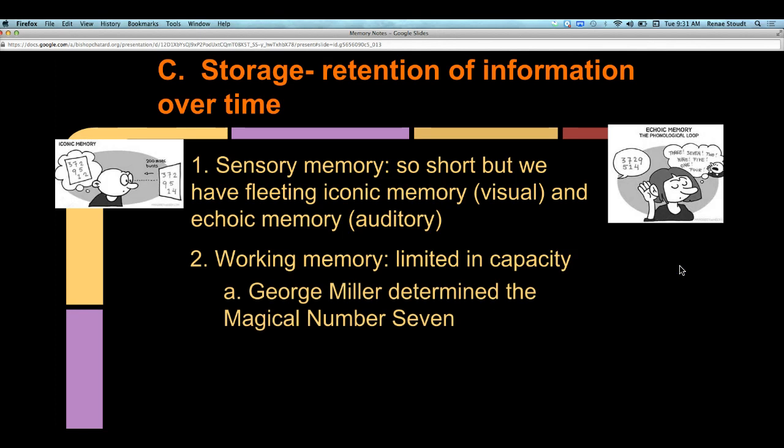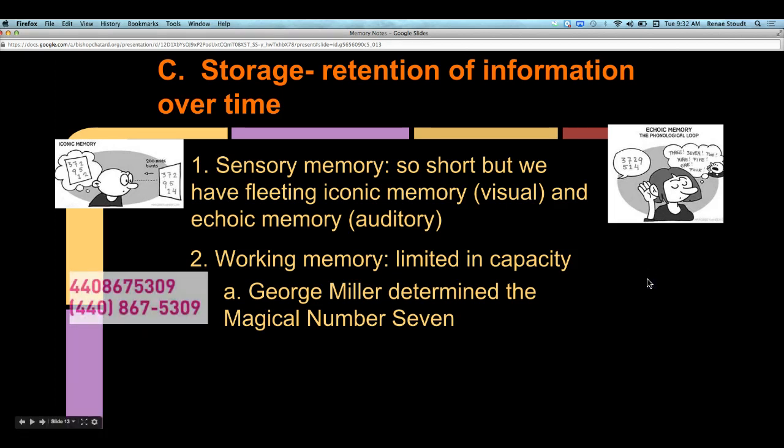George Miller was the one that determined the magical number 7. 7 plus or minus 2 is the bits of information that you can remember in your working memory. This is not a coincidence that phone numbers, excluding area code, have 7 digits in it, okay?